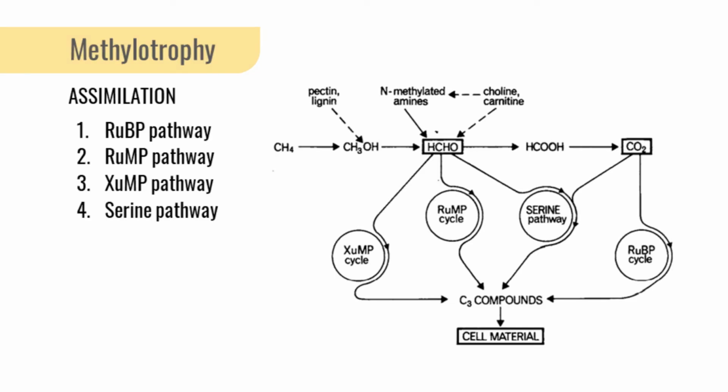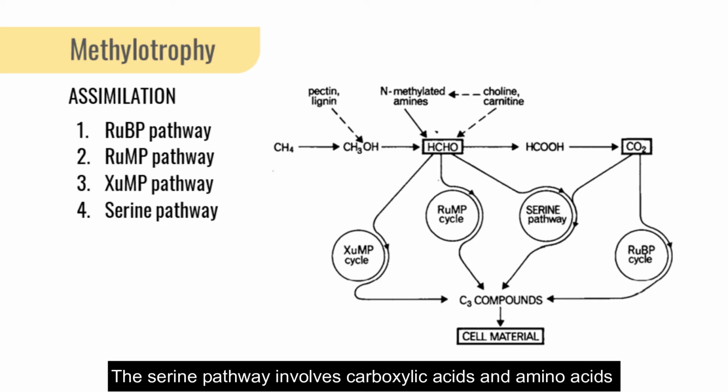There are 4 different pathways which affect the synthesis of compounds containing carbon-carbon bonds from C1 units. These pathways are the Calvin cycle or ribulose bisphosphate pathway of carbon dioxide fixation, the ribulose monophosphate cycle of formaldehyde fixation, the xylulose monophosphate cycle of formaldehyde fixation, and the serine pathway in which both formaldehyde and carbon dioxide are fixed. The serine pathway involves carboxylic acids and amino acids as intermediates, whereas the other 3 involve carbohydrate intermediates.